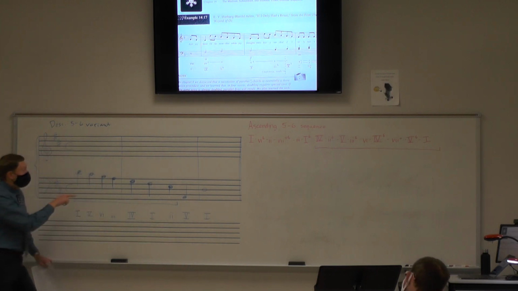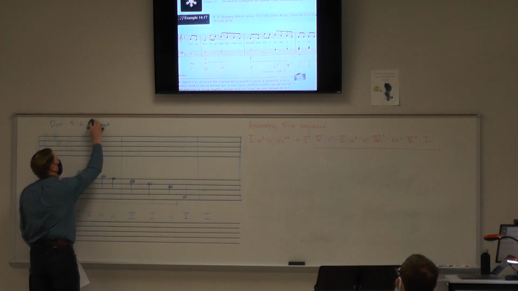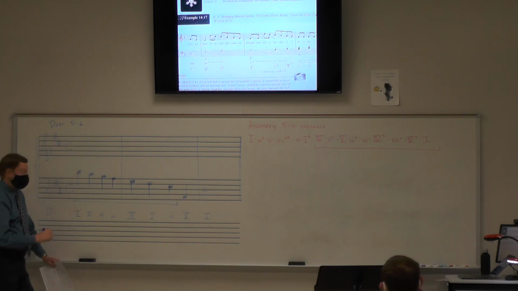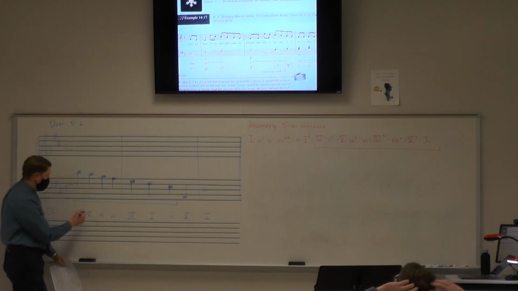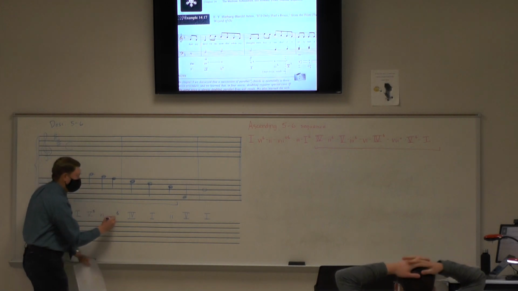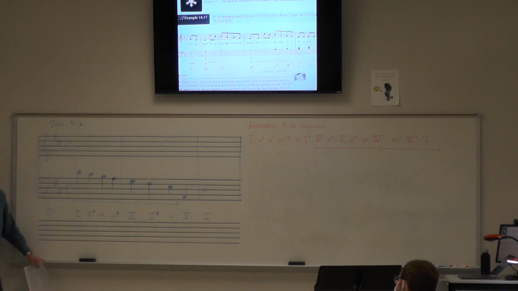Now, changing the variant baseline to the descending 5-6 baseline, as I said, puts every other chord in first inversion. If you think about D major, this is going to be in first inversion now, and this will be in first inversion, and this will be in first inversion. Okay. Make sense?